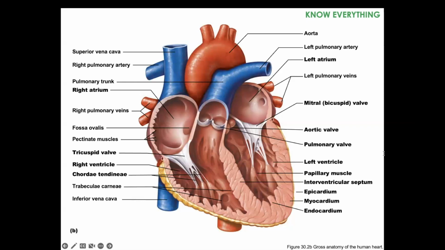Papillary muscles in the left ventricle will pull on the chordae tendineae, causing the bicuspid valve to open. Once the left ventricle is full of blood and ready to contract, the chordae tendineae will relax, closing that mitral valve and preventing blood from being pumped back into the left atrium, forcing blood through the aortic valve and into the aorta.